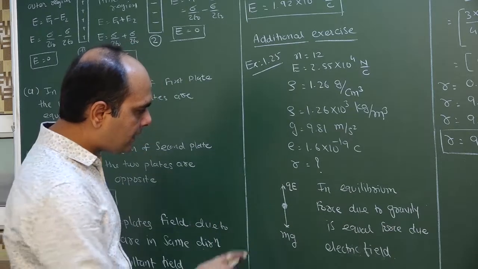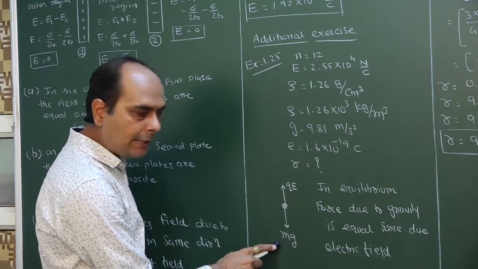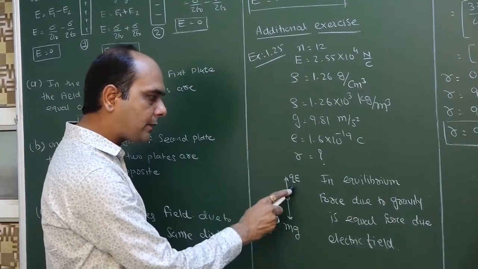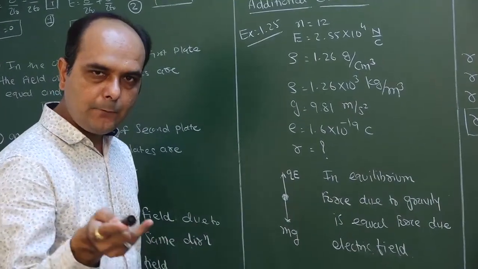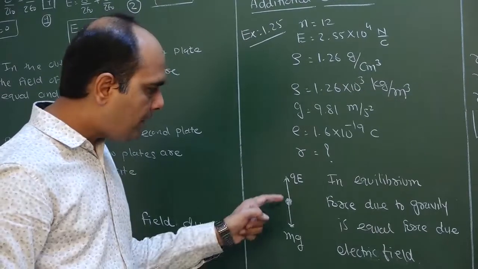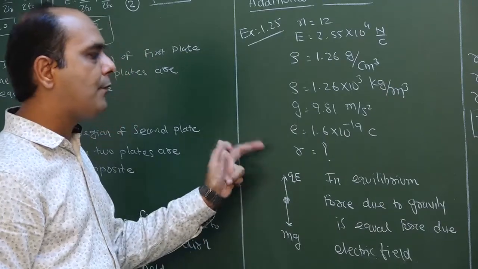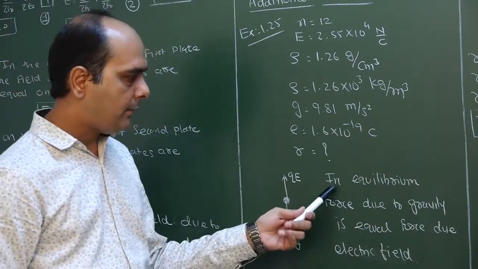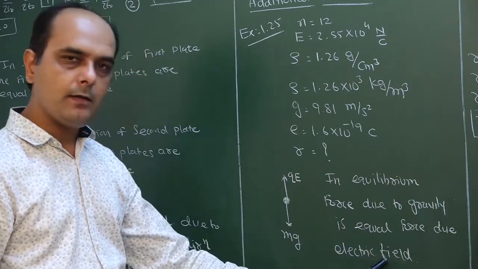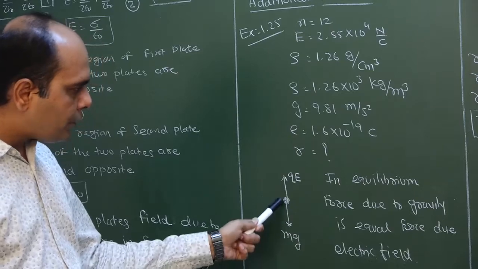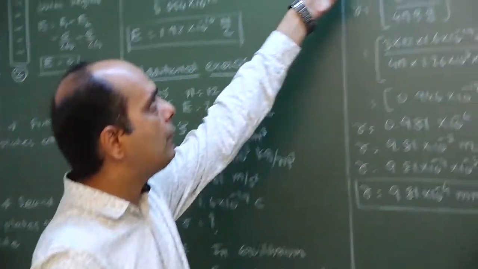Students, observe this diagram. This is our oil drop. The gravitational force, mg, acts in a downward direction, and the electric force, QE, acts on the drop in an upward direction. These two forces are equal in magnitude but opposite in direction. Therefore, the drop attains equilibrium, meaning it remains stable, neither moving downward nor upward. In equilibrium, the force due to gravity is equal to the force due to the electric field, so mg is equal to QE.